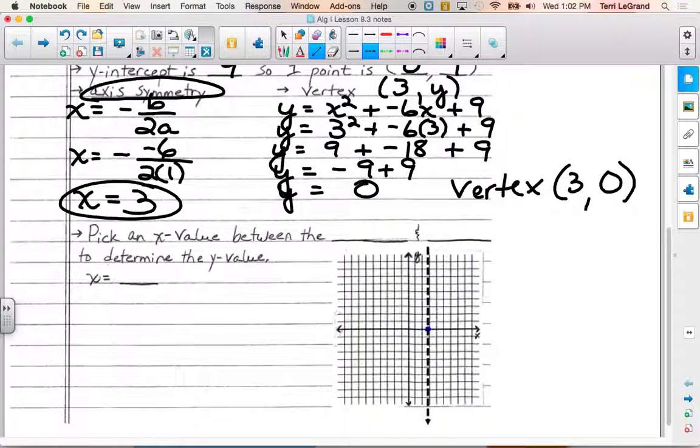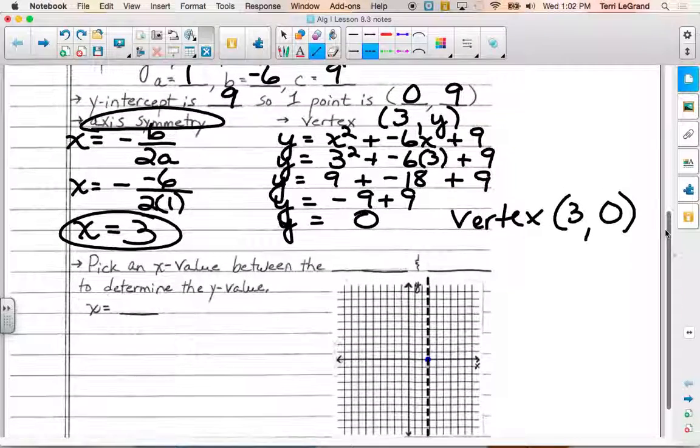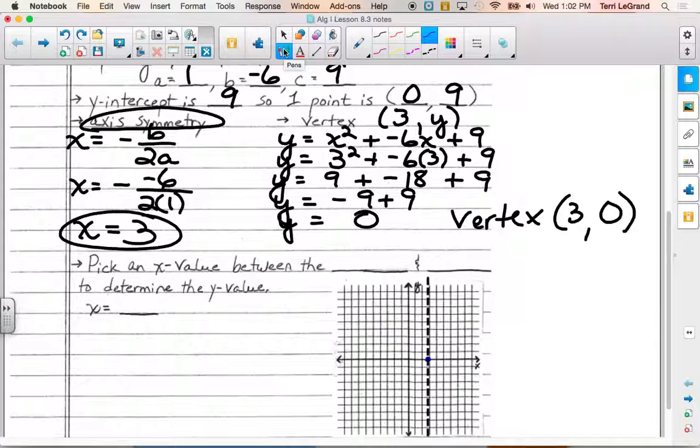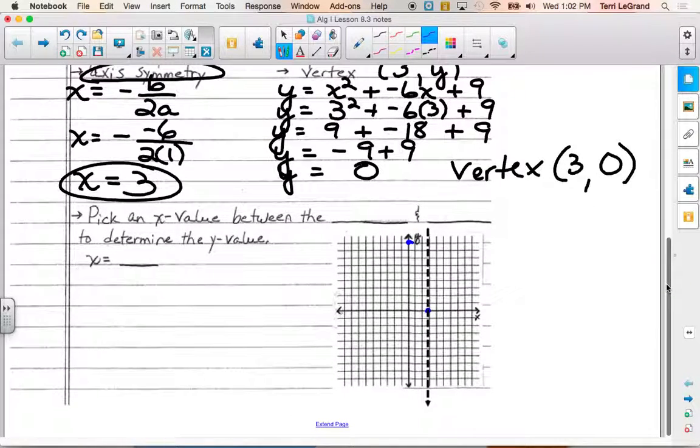Okay, so now we have another point up here. We know where the y-intercept is. It's at (0, 9). So we're going to put that point on the graph. So we'll put (0, 9) on there. So with (0, 9), we just grabbed our y-intercept.